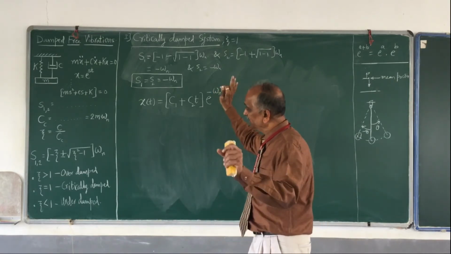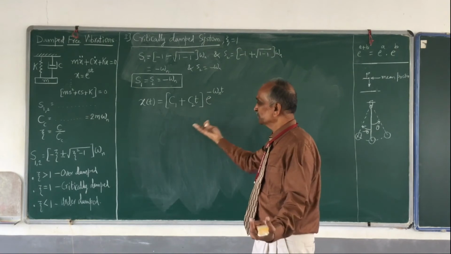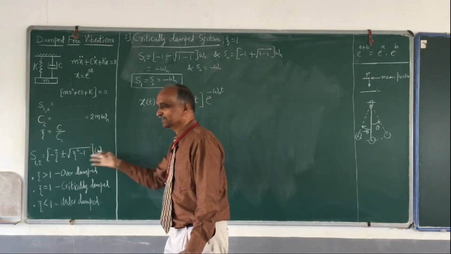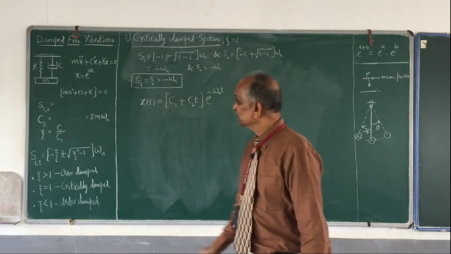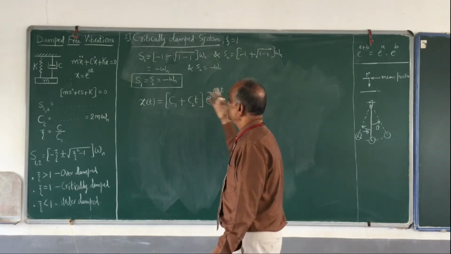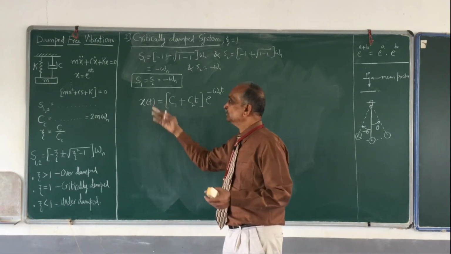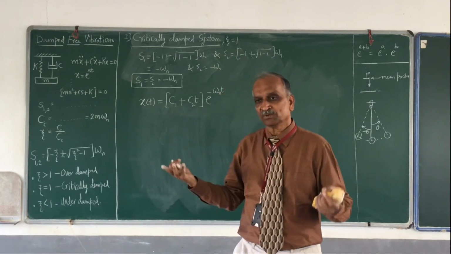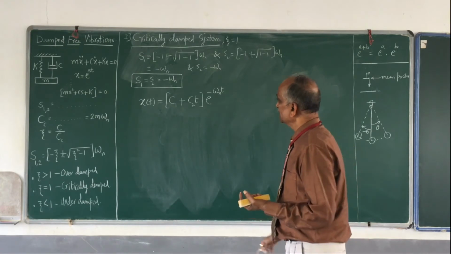This is the final expression. Here I don't have to substitute anything. Zeta is 1. This is final only. So now check it. Whether this term can change. X of t can become, for some values of t it is positive, for some values of t negative. Is it possible? Check it.